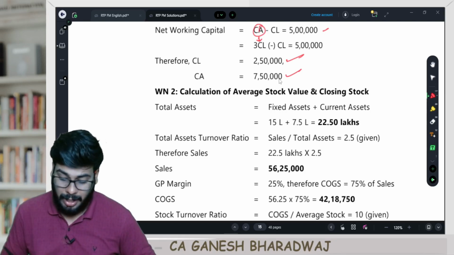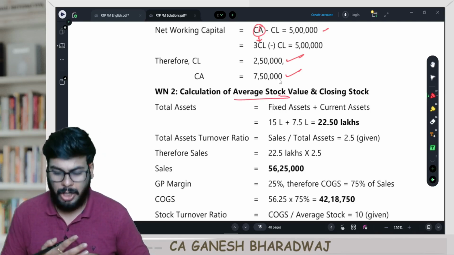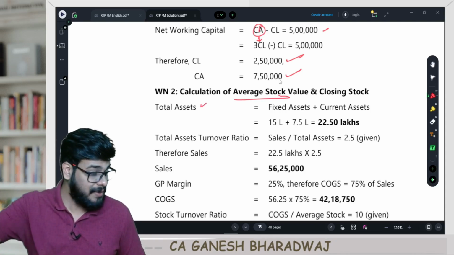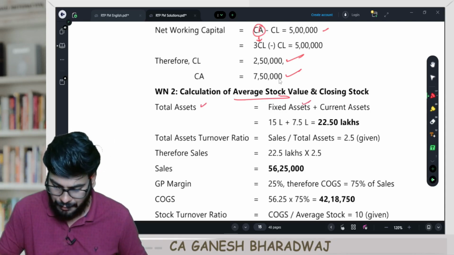Next, calculation of average stock and closing stock. So now in this question, they have given the total assets. Can we calculate? Yes, the fixed asset figure is given in the question as 15 lakhs.